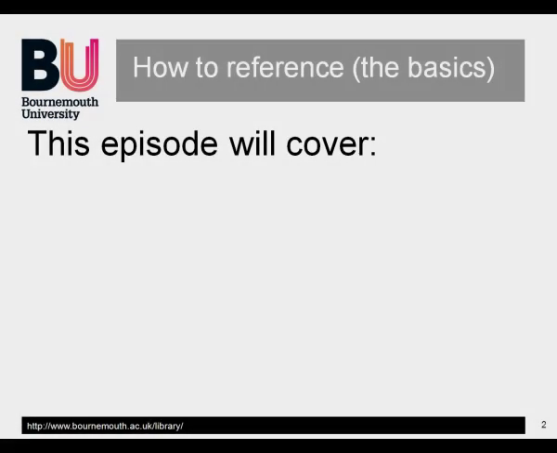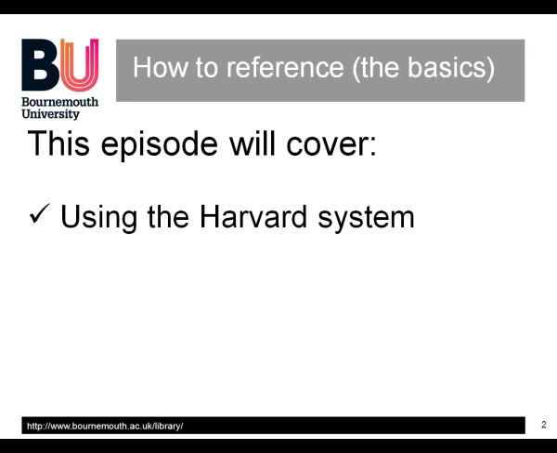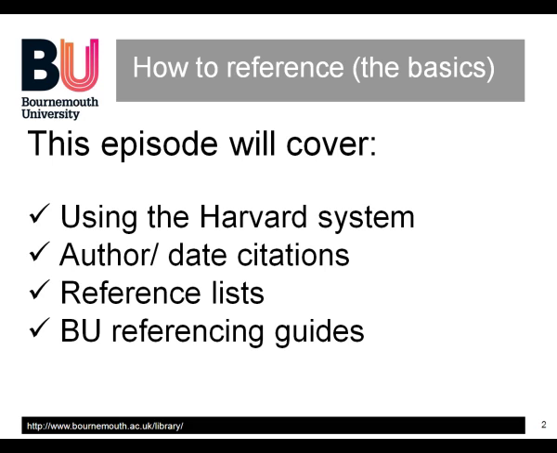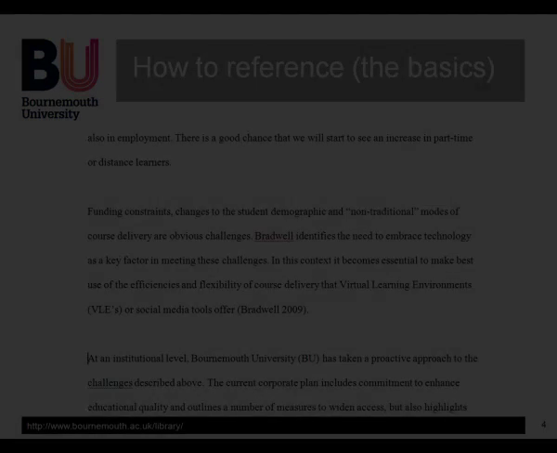In this episode, we'll cover the basics of using the Harvard or author-date method to reference material published by others in your written work. We'll show you how to create brief author-date citations within the text of your essay to show that you're referring to someone else's work, and how to create full lists of references at the end of your essay so that others can find the sources you have used if they need to. We'll also show you how to use referencing guides that help you to write references to different types of information.